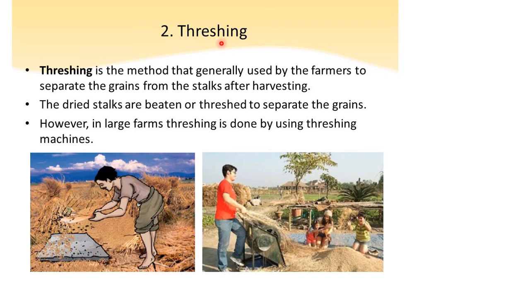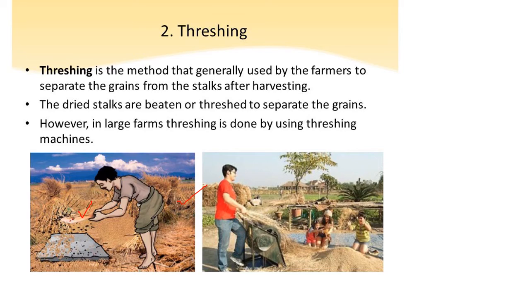So the next process is threshing. What is the threshing process? In this method, mostly farmers use this one. They separate the grains from the stalks. What is the grain and what is the stalk? Can you see these bundles lying over here? In this hand, you can see a long stalk, and in the stalk only, various grains are present.